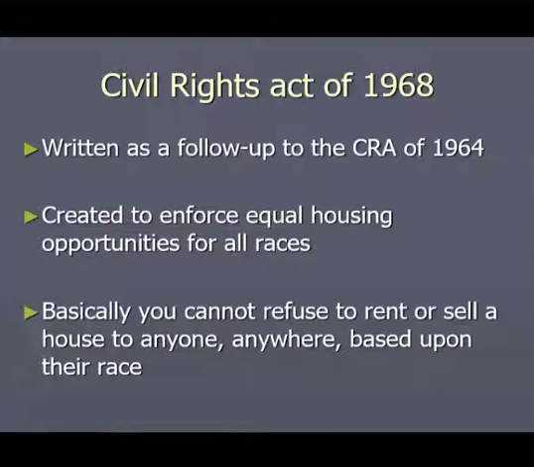While the Civil Rights Act got rid of discrimination, there was still some issues with all housing. So the Civil Rights Act of 1968 was just a follow-up to that, and basically said that you cannot refuse to rent or sell a house to anyone, anywhere, based on their race.